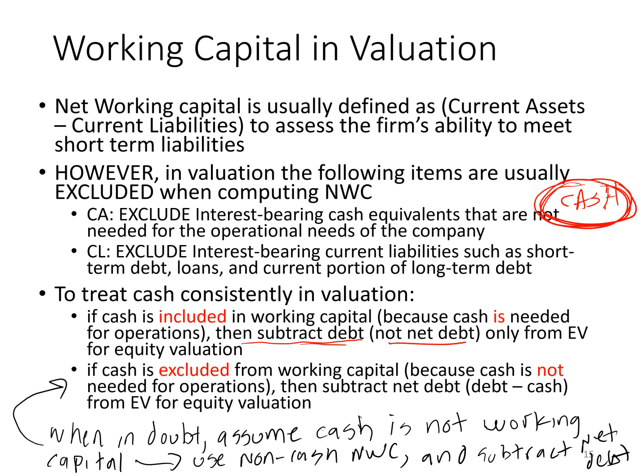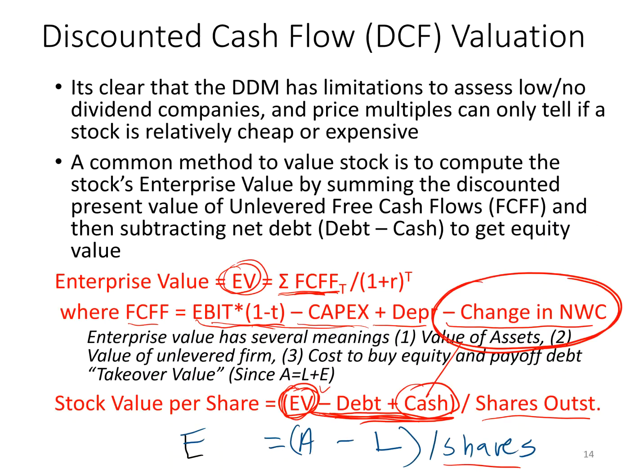So let me go back to the last slide and talk about what I just said there. If cash is needed to run your business, I'm going to exclude it here. So no cash here. And I'm going to exclude it here because I can't use the cash to pay off the debt.